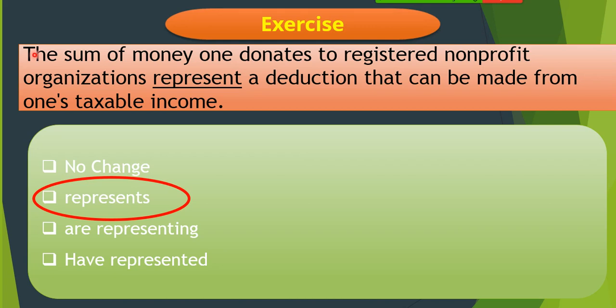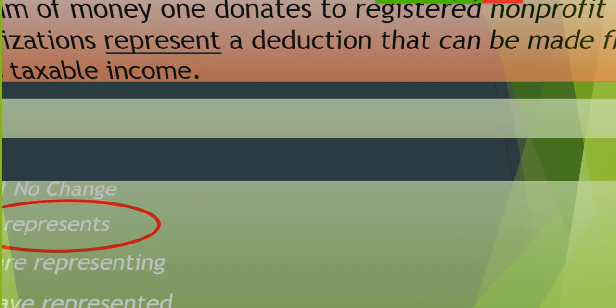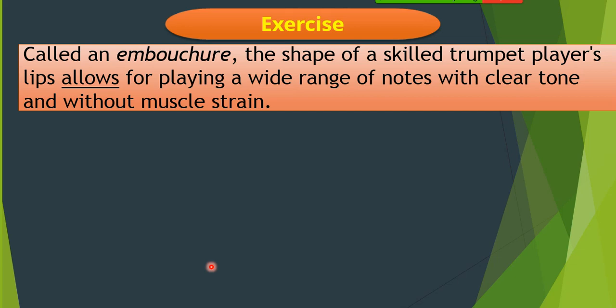You mean that represent is a verb of this subject one? You think that represent is a verb of this subject one? No. You speak about the sum of money that anyone donates to registered non-profit organization represents a deduction. Is it now easy for you to detect where the subject is? Yusuf Izzat, where is the subject? Do you know? Try to understand the sentence well, so you can detect the subject. The sum of money. To be more precise, it's the sum. Yes, the sum here is the subject.